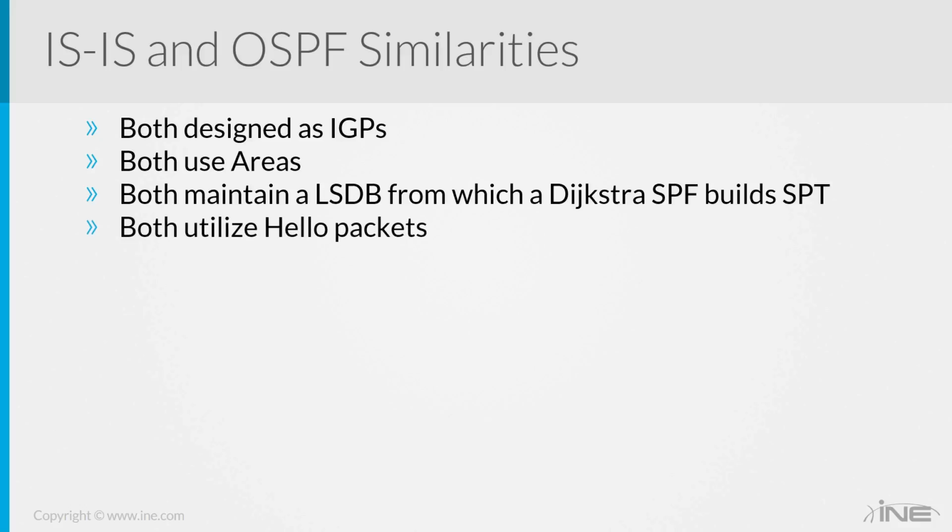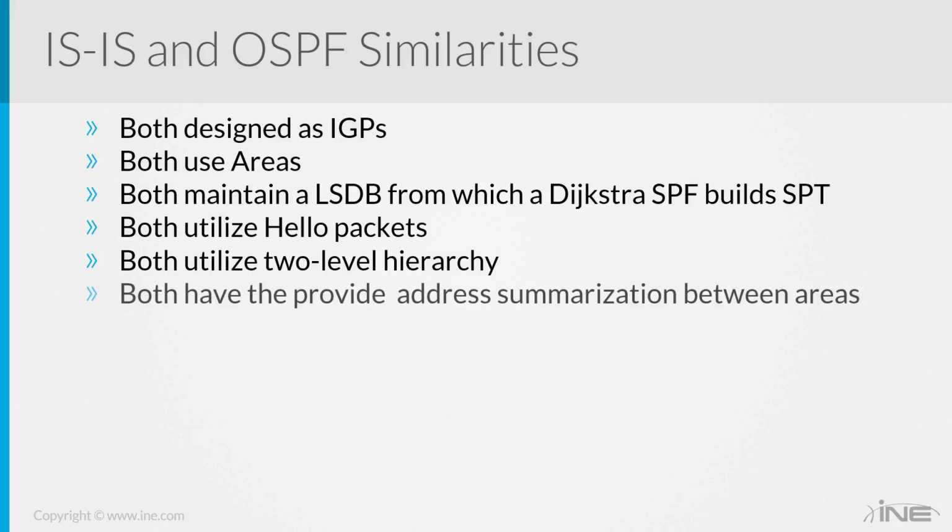Both utilize hello packets. OSPF uses two different types of hellos, broadcast or multicast and unicast, and so does IS-IS. There are fewer network types in IS-IS than in OSPF, but it pretty much gets the same job done. Both utilize a two-level hierarchy. That means you can have your backbone and your non-backbone, or your leaf, spine, leaf, and everything works out quite well. Both have the ability to provide address summarization between areas.